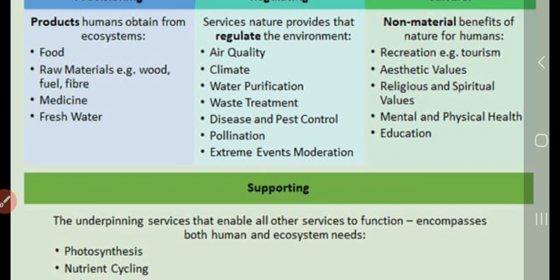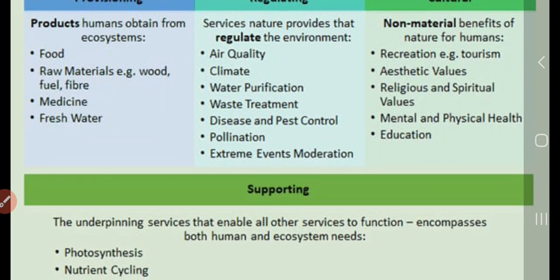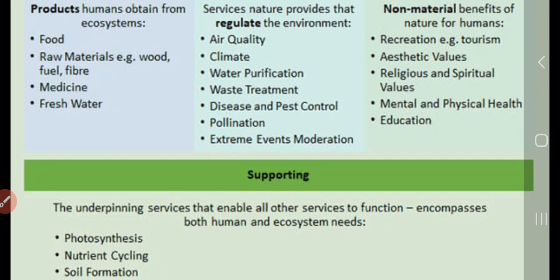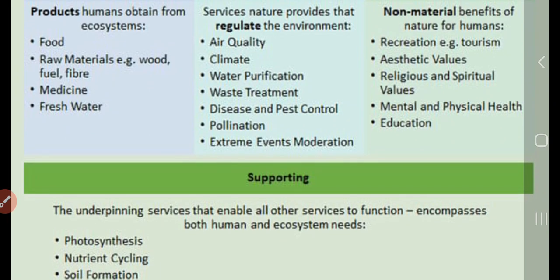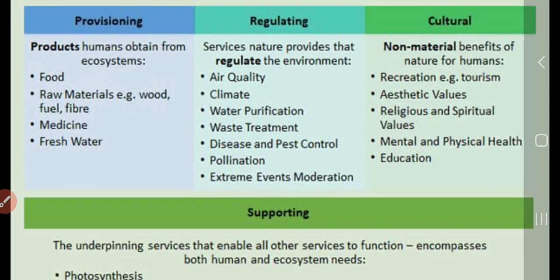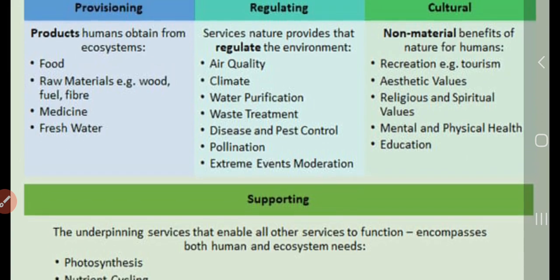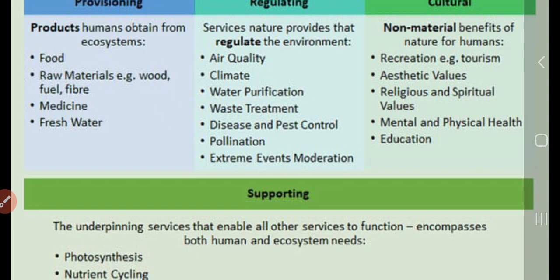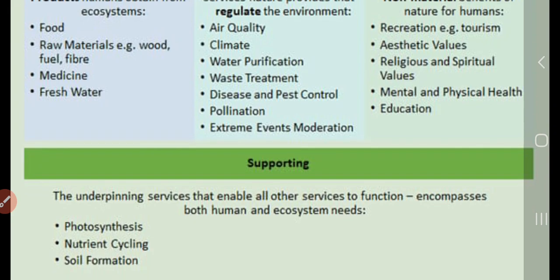That includes air quality, climate, water purification, waste treatment, disease and pest control, pollination, extreme events moderation. Similarly, cultural services include non-material benefits of nature for humans: recreational, ecotourism, aesthetic, spiritual, educational, mental and physical health. Last one is supporting services. This includes services which encompass both human and ecosystem needs. For example, photosynthesis, nutrient cycling, soil formation.